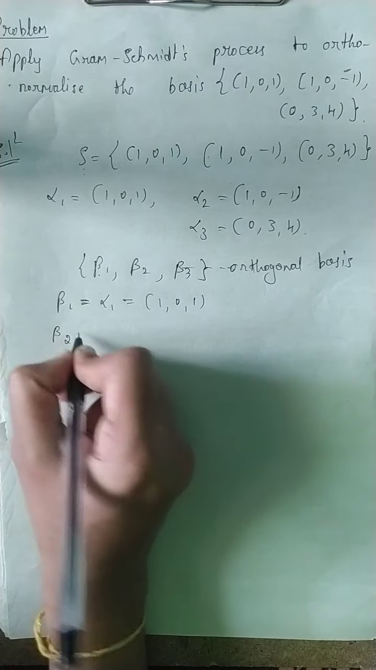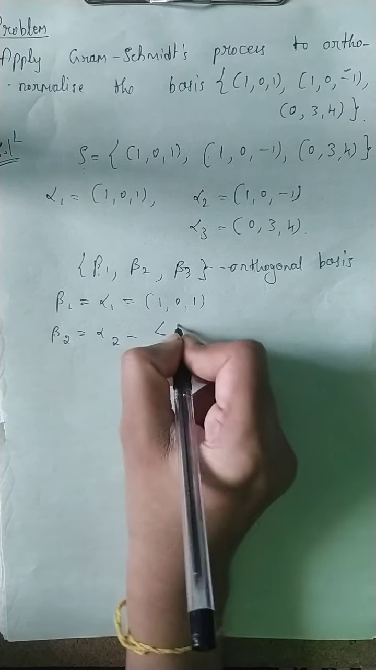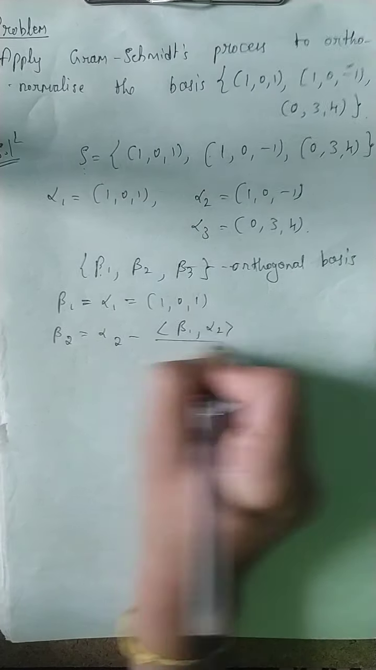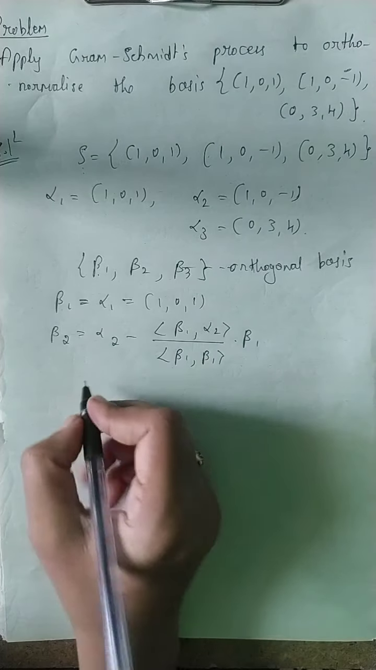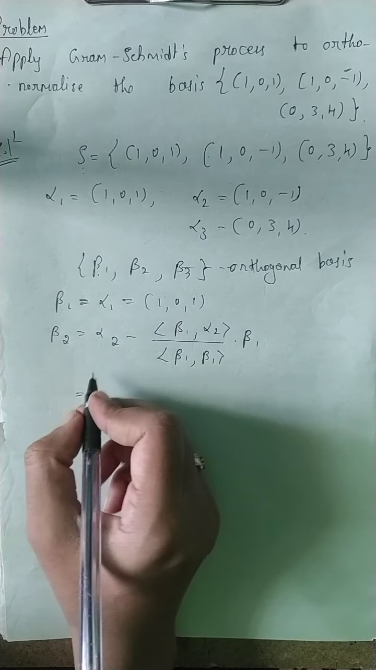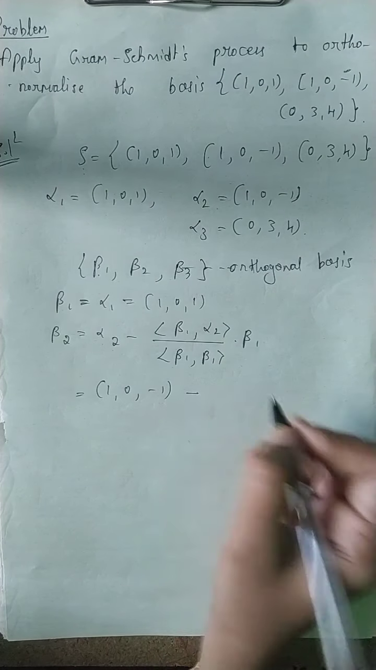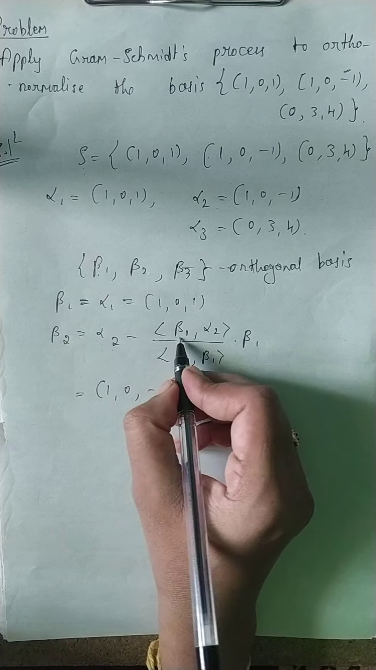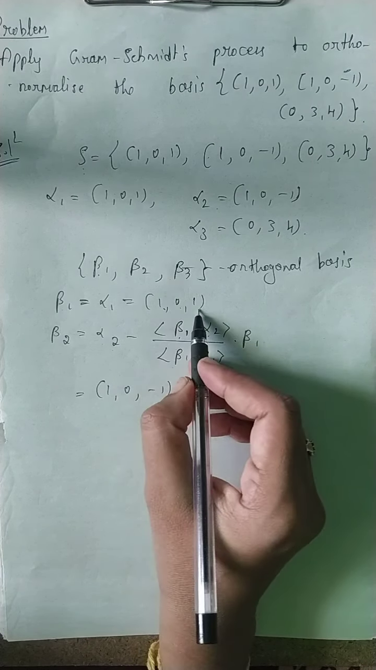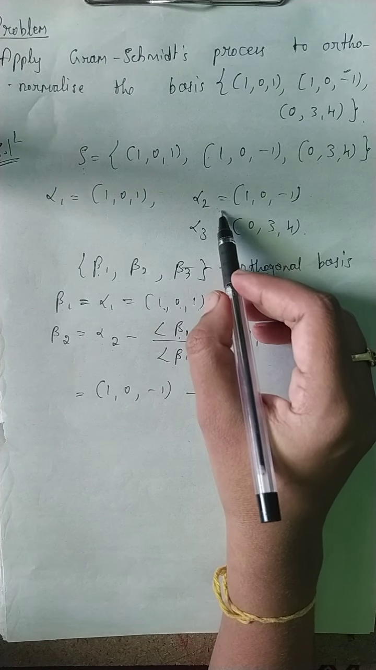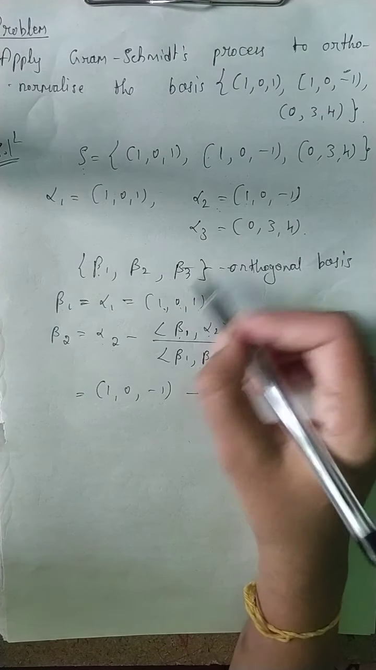And next, in the second step, beta 2 is equal to alpha 2 minus inner product of beta 1 comma alpha 2 divided by inner product of beta 1 comma beta 1, into beta 1. Here alpha 2 is (1, 0, minus 1), minus inner product of beta 1, which is (1, 0, 1), with alpha 2, that is (1, 0, minus 1). What does the inner product of these two become?